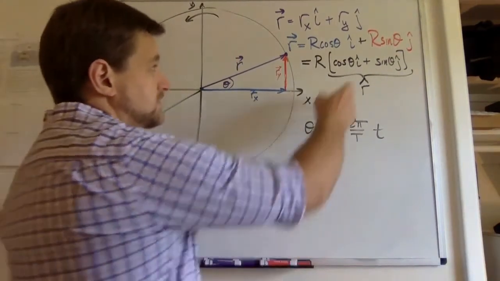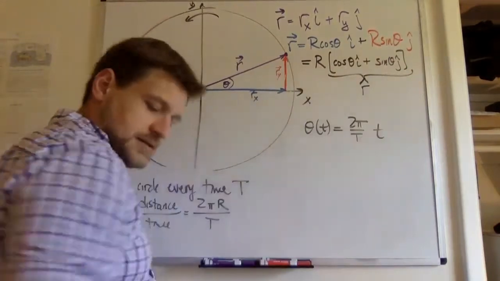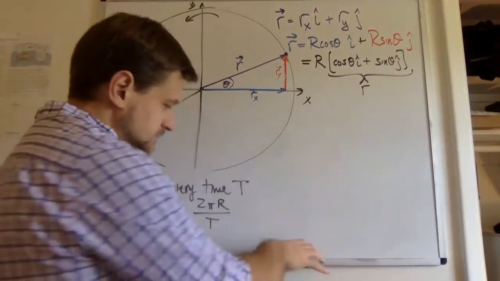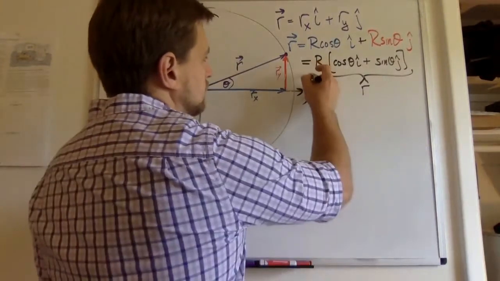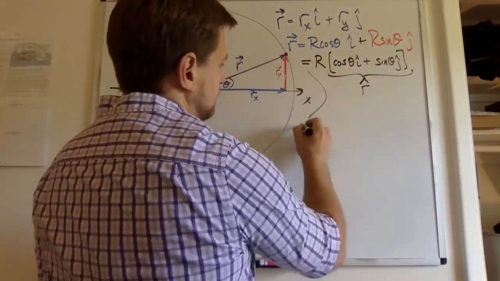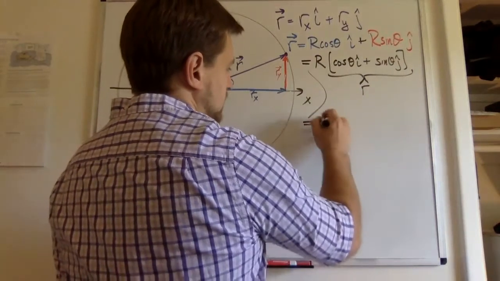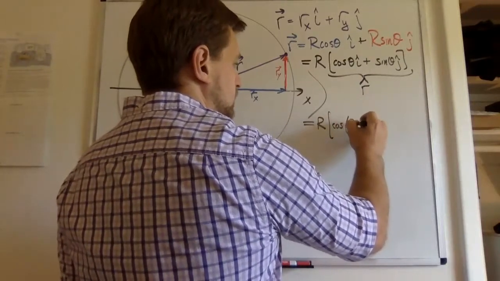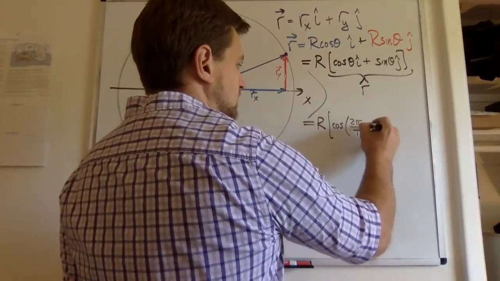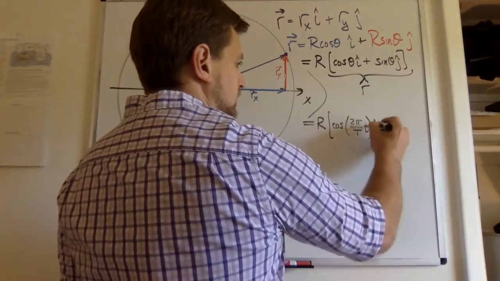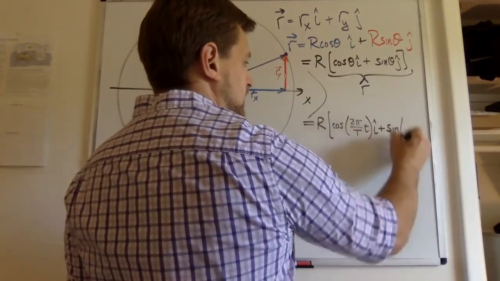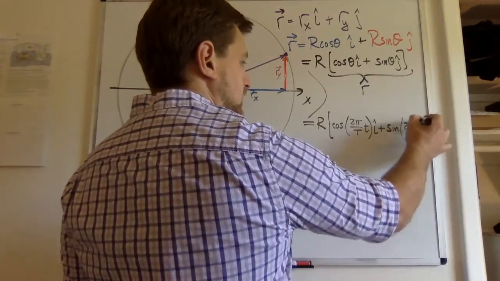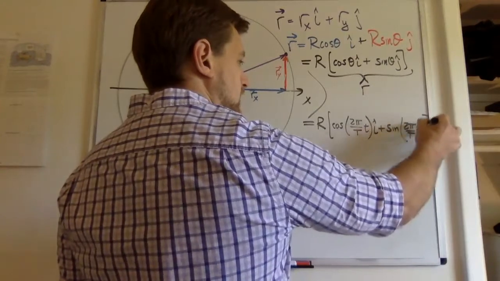So this theta here, we could replace that. Position equals r times the bracket of cosine 2 pi over T t i plus sine 2 pi over capital T t j, close that bracket.